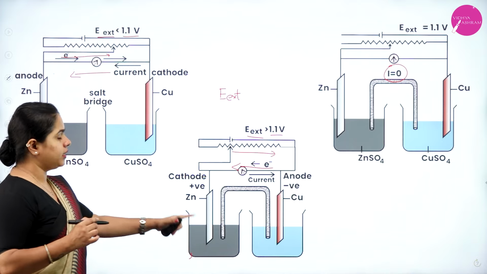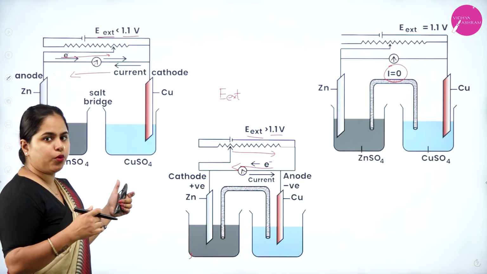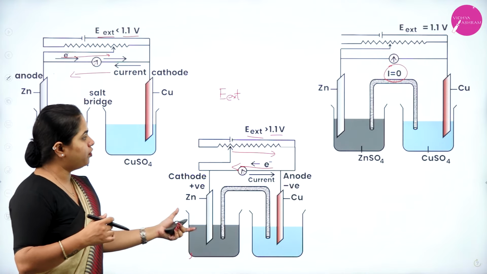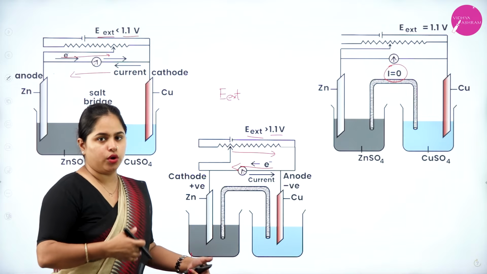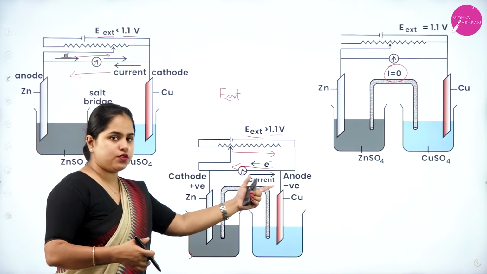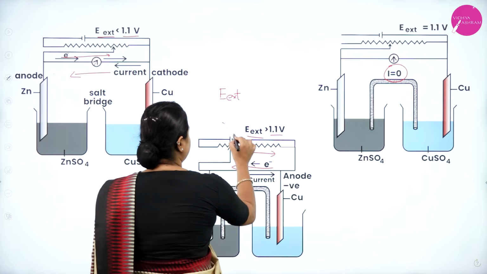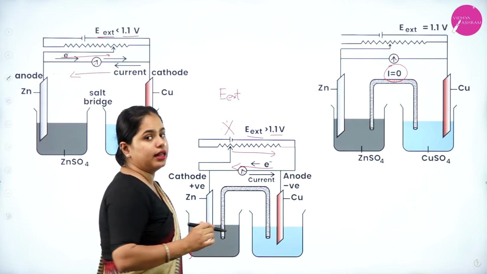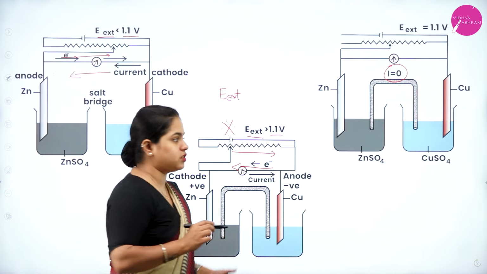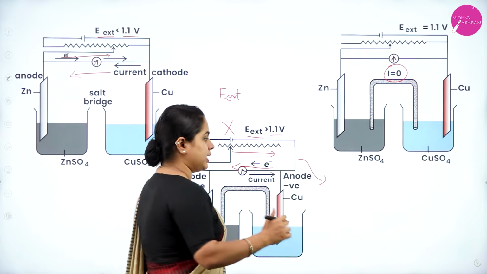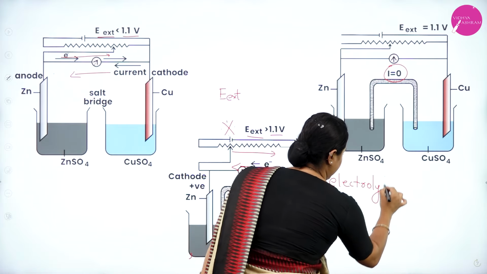So what you can see in these two cases: initially, when the external EMF is less than 1.1 volt, there was no change. Now if the external EMF is more than 1.1 volt, what is happening? The reverse is going to take place, right? The electrons will flow in this direction and current will pass in that direction. So this part is very important: when E external is more than 1.1 volt, this is the case when your electrochemical cell is going to behave as an electrolytic cell.